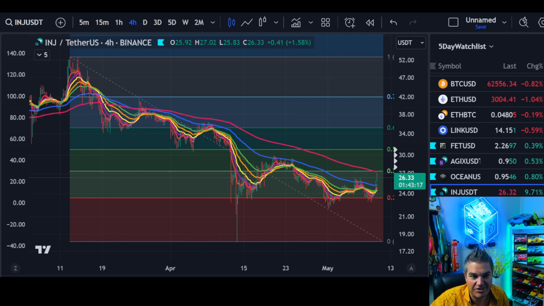Today we're going to look at Injective. We're going to start off on the 4-hour, then we'll zoom out to the bigger picture, the weekly, everything in between.